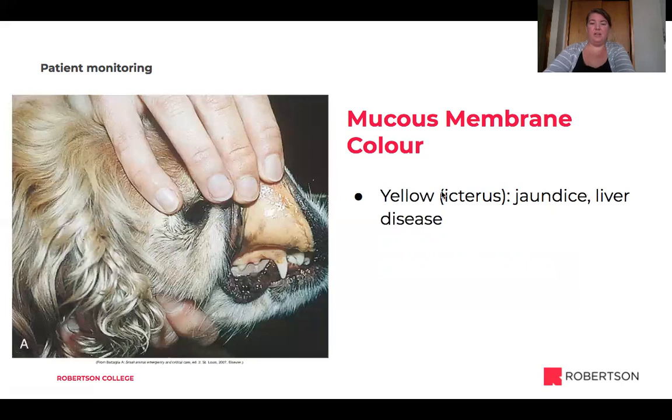And then this one, you can see the gums look really yellow. That is called icterus, or we would describe the animal as being icteric. That yellowness is also called jaundice. It's usually associated with liver disease. It's a buildup of bile in the tissues.